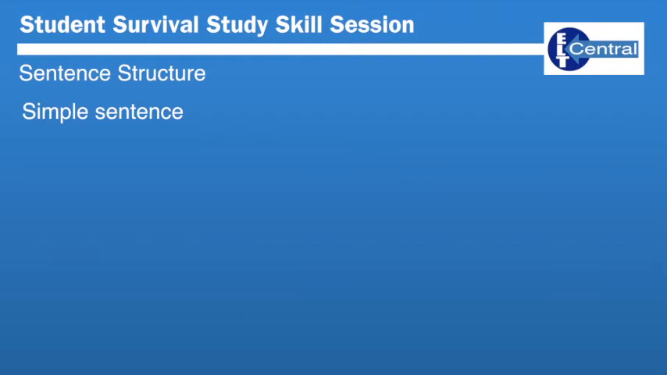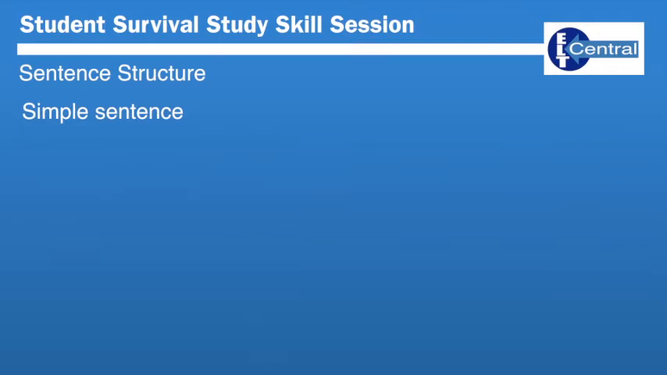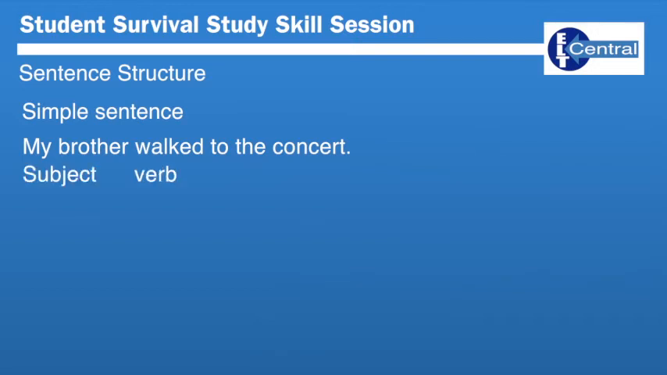Right, making a simple sentence. A simple sentence is subject plus a verb plus a complete thought. It's the basic building block, also called an independent clause, and we'll come back to that a little bit later. So let's have a look at a basic sentence. Right, my brother walked to the concert. So here we've got my brother, the subject, walked, the verb, and to the concert. This is the complete thought.